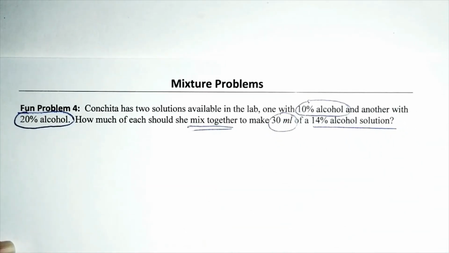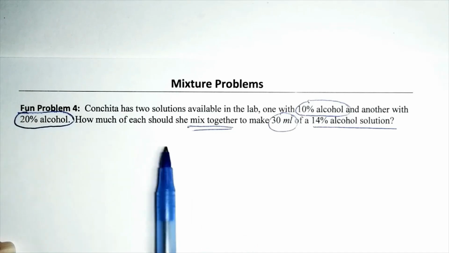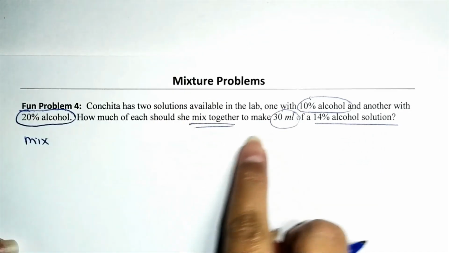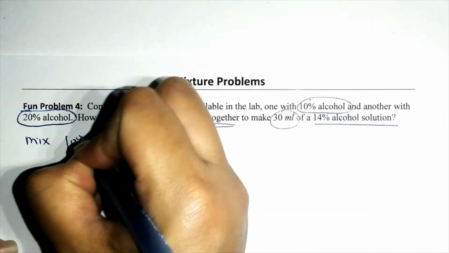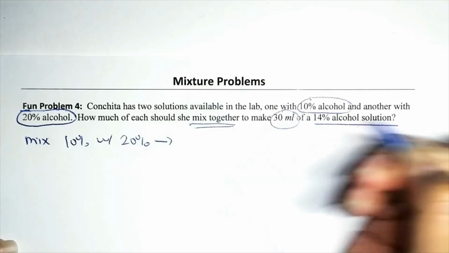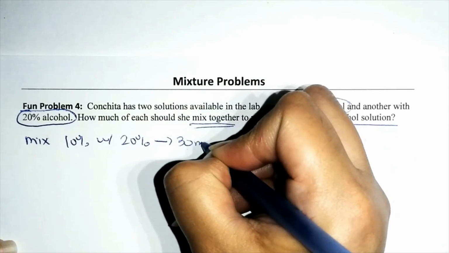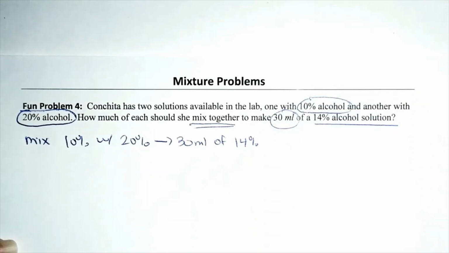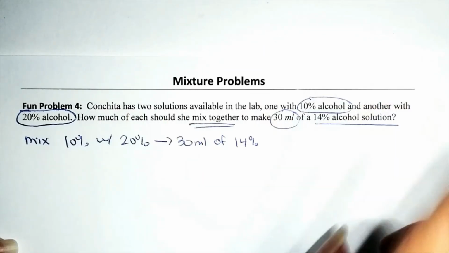So, box or table, the first thing that I want to do is delineate what am I mixing. I want to say mix this with this to get that. So what are we mixing? We're mixing the 10% with the 20% to get 30 milliliters of 14%. And the question is, how come I'm not writing a sentence? Because I don't feel like it. If I wanted to write a sentence, I would just write the prompt.